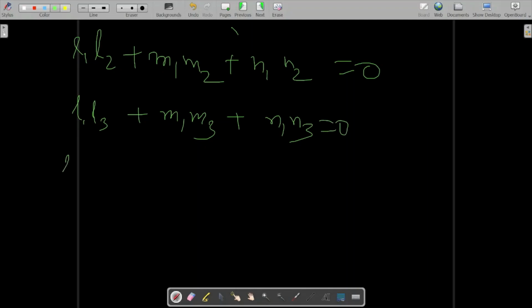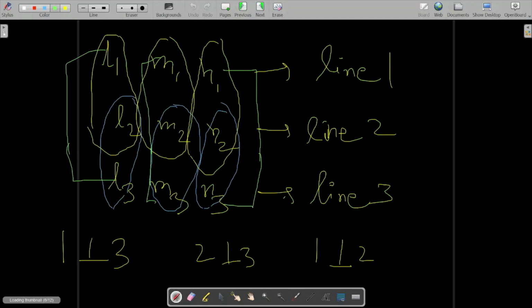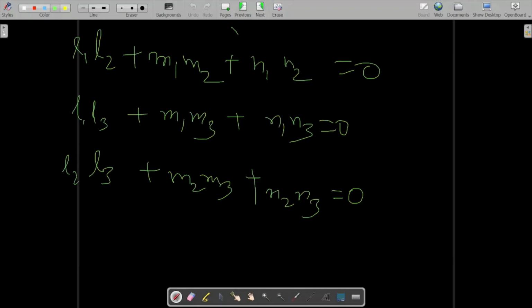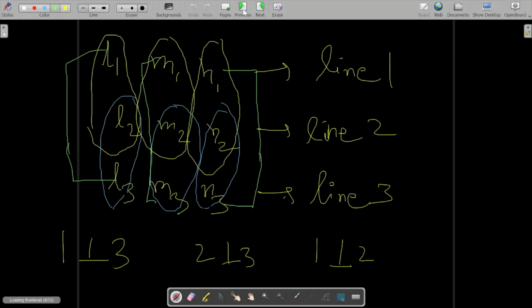Then you have L2 L3 plus M2 M3 plus N2 N3 is equal to 0. So these are the properties. Now there is one more property. Which property? This property is satisfied by these lines. Now there are some more properties which are satisfied by these mutually perpendicular lines.